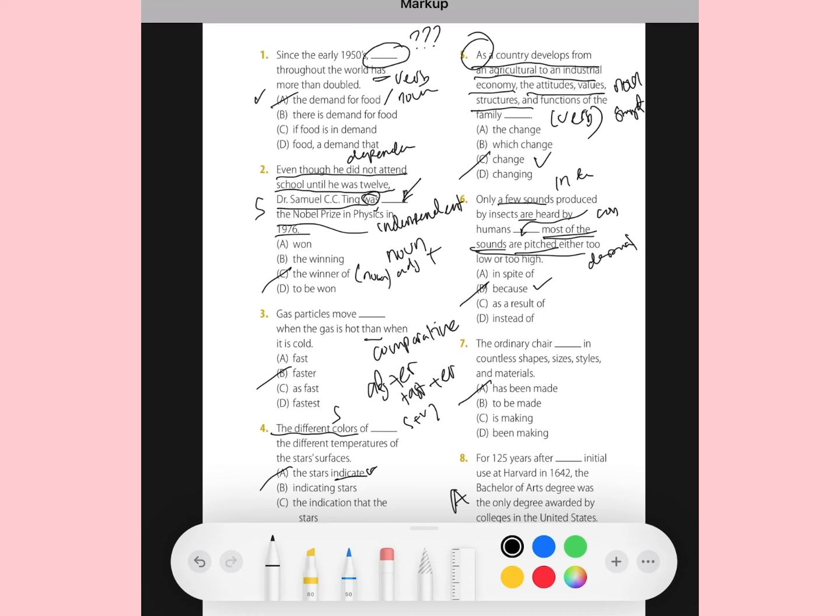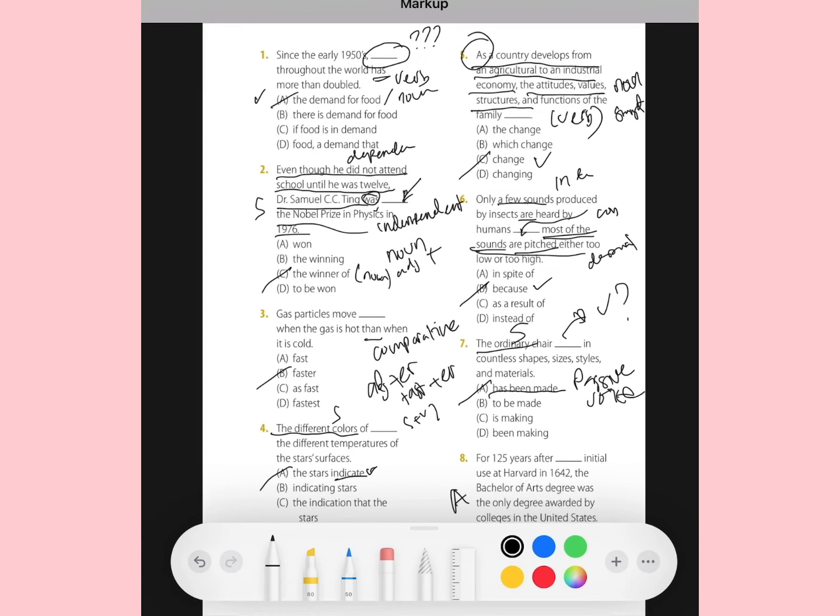The ordinary chair, blah blah blah, in countless shapes, sizes, styles, and materials. So you have the subject, but you don't have the verb. For A, it could be the verb. That makes sense. It's supposed to be passive voice. Okay? While the other verbs are not accurate in forms, and they don't match at all. Okay, now let's move to number 8, which is the last question.